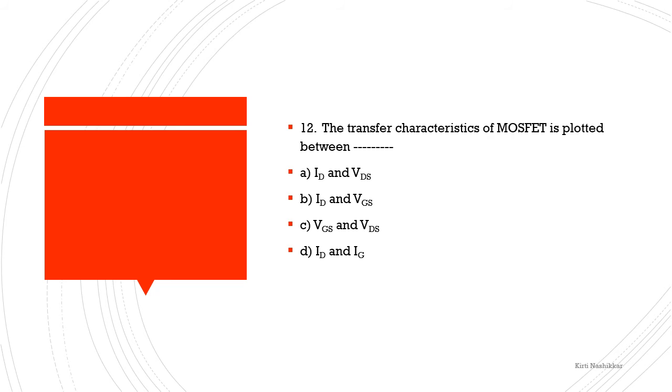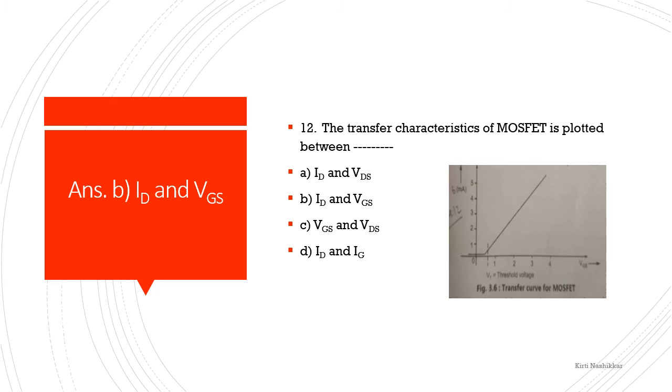The transfer characteristic of MOSFET is plotted between. The transfer characteristic is always plotted between the input and output quantities. Here it is plotted between the input voltage VGS and output current ID. So the correct answer is option B, between the output current ID and input voltage VGS. And this is how the transfer curve of MOSFET looks.